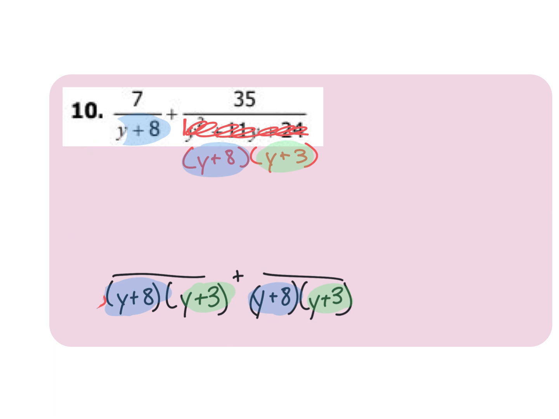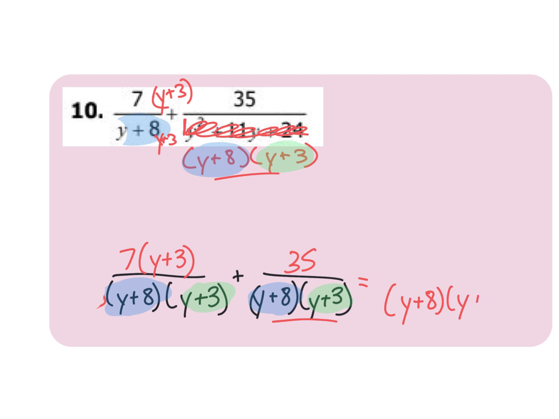So that's what I'm going to do. So times y plus 3 and times y plus 3. We'll put it in parentheses there. Okay, so on top here, I have 7 times y plus 3. Now on the second one, y plus 8 to y plus 3, to get from there to there, I already have both of those binomials represented in that denominator. So I actually don't need to do anything. I'll just keep that 35. Perfect. And now I have the same denominator, which makes my life easy.